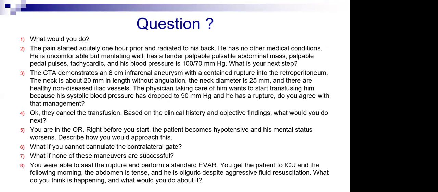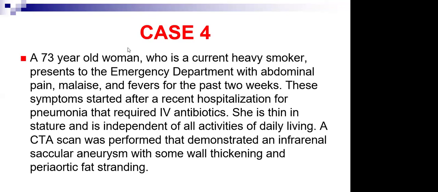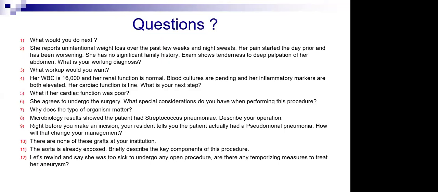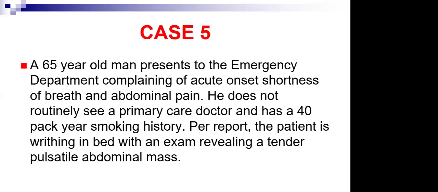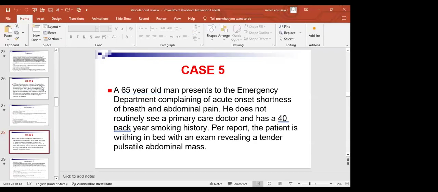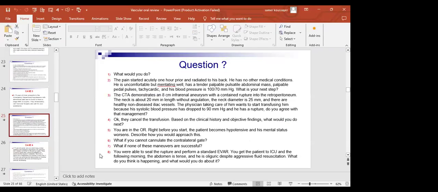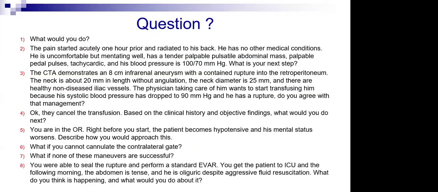You get the patient to the ICU, and the following morning the abdomen is tense and he's oliguric despite aggressive fluid resuscitation. What do you think happened and what do you do next? Well, it seems like he has abdominal compartment syndrome. I have to take him back to the OR for decompressive laparotomy and temporary abdominal closure, or delayed closure. And how do you measure intra-abdominal pressure? Through the Foley. Okay, what pressure? Above 20. Above 20 is considered compartment syndrome.